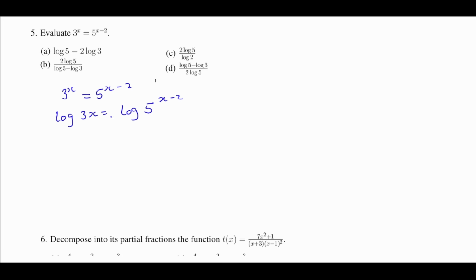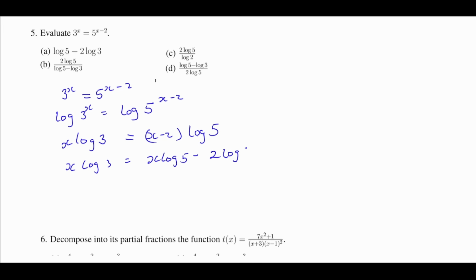5^(x minus 2). Then what we do is that based on the, sorry, there's a mistake here. So it's raised to the power x, not times x. So if I solve this, I'll have x dropping. I'll have x log 3 to be equal to x minus 2 dropping. Then we have log 5. Now we can expand what we have on the right hand side, and we have x log 3 to be equal to, now x times log 5, we have x log 5 minus 2 log 5.